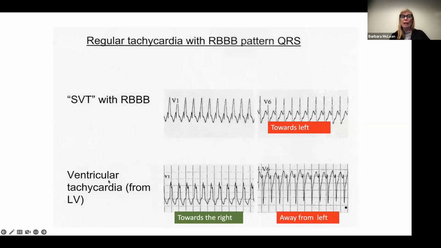So again, when we're looking at VTAC arising from the LV, all current goes away from the left, unlike right bundle branch block where you still have current that goes to the left heart. All current goes towards the right. This is VTAC from the left ventricle.